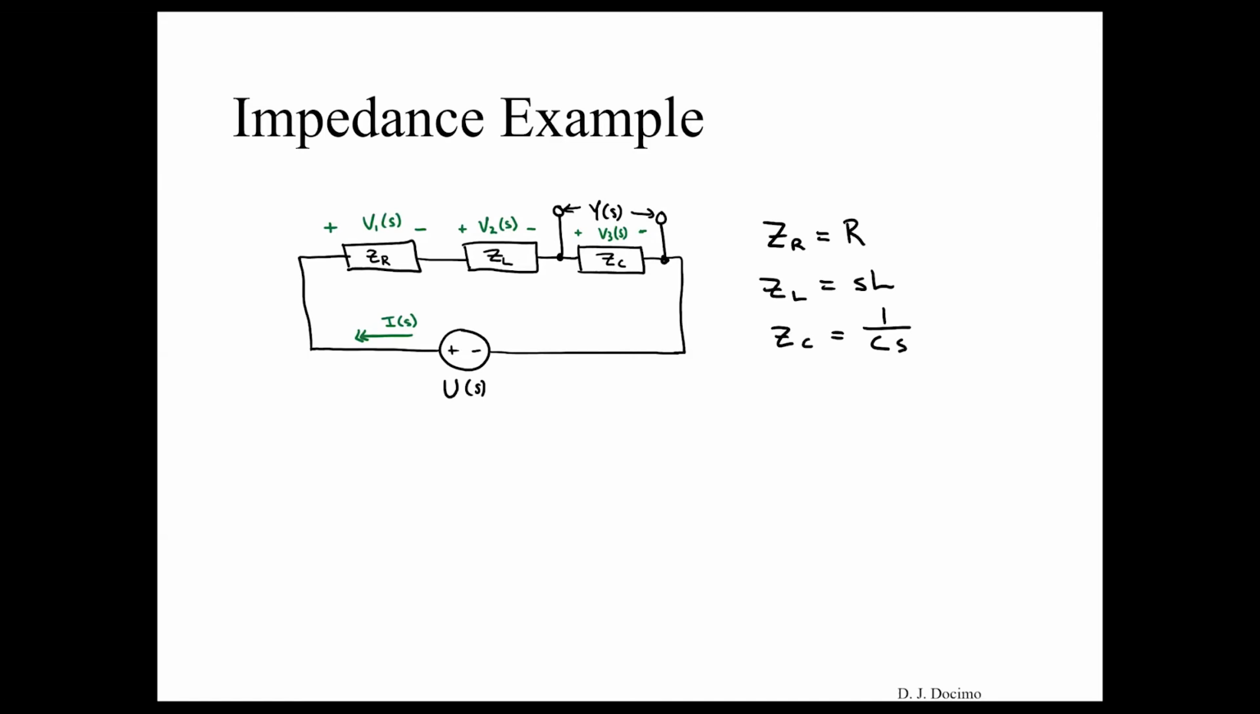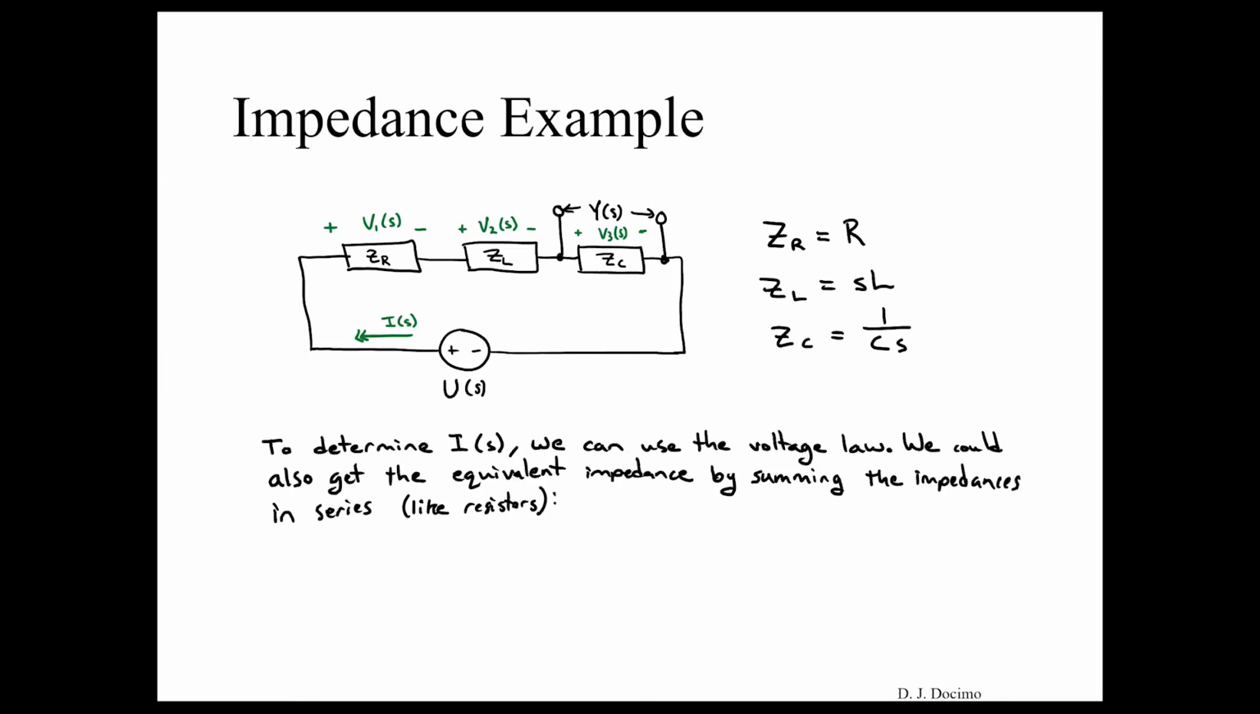So what we need to do to figure out the relationship between Y and U, if we want to get a transfer function or an equivalent impedance, we first need to solve for I, what that current is for all these elements. So to determine that I, we're going to use the voltage law. We could also get the equivalent impedance by summing the impedances in series, just like resistors here. So our equivalent impedance is just going to be the sum of those three all together: ZR plus ZL plus ZC, because they're all equivalently resistors right now.